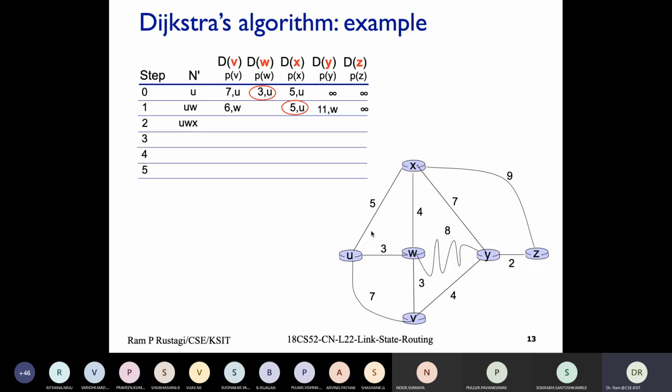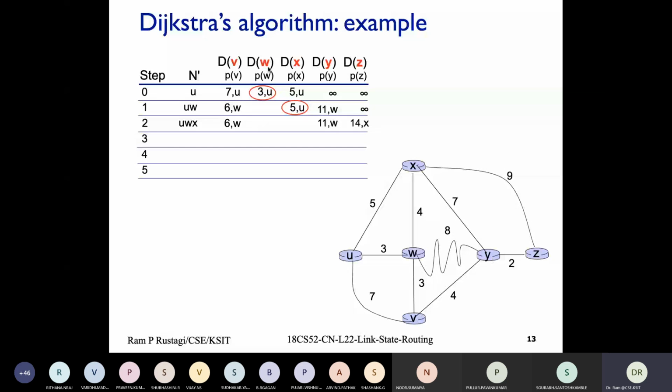Look, what is my dX? It is 5. X to Y is 7. So if I were to go from X to Y, it is 5 plus 7, which is 12. But already my dY is 11. Does it get updated? dV remains the same because from X to V there is no edge. So dV remains the same, which is 6, comma W. W and X are already in the node set, I don't update them.